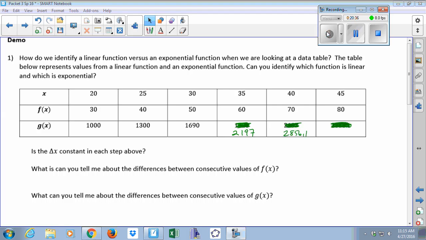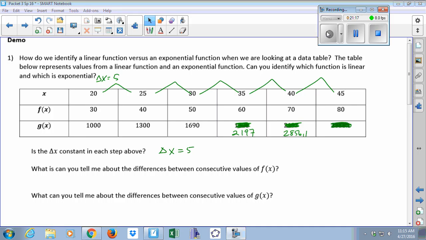One of the things we want to see is whether the independent variable is changing by a constant. Is delta x, the change in x, constant in each step as we move across the table? Yes. As we move across the table, the change in x is 5, right? So it's constant. Whatever the situation might be, we're looking at increments of 5 as we plot our data.